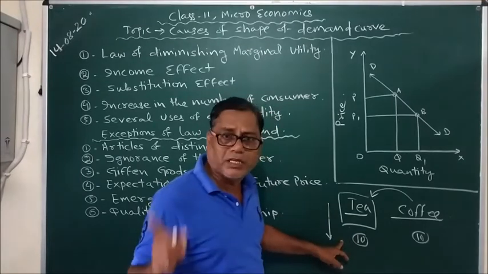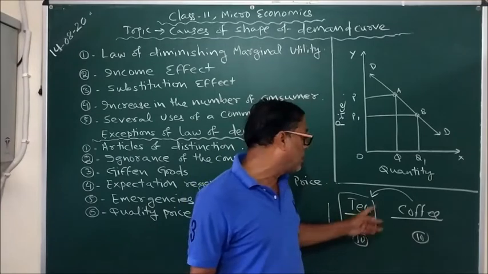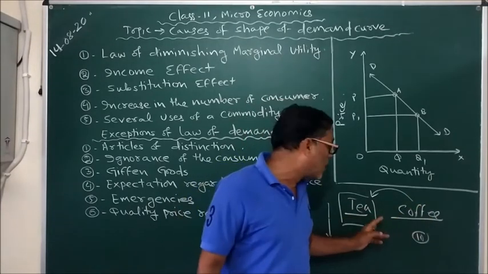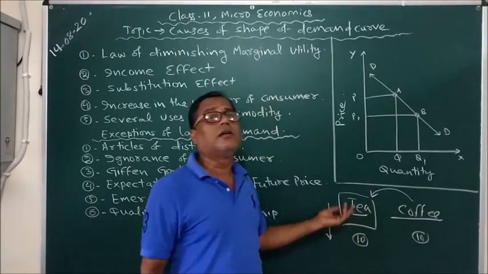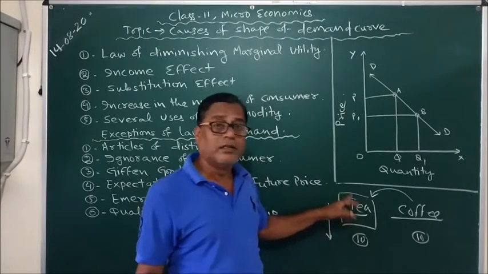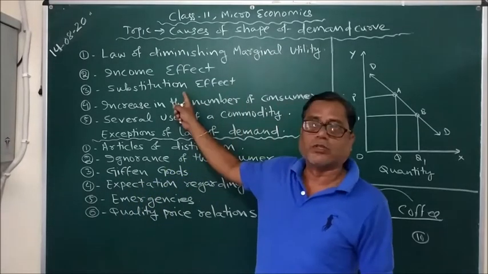When the price of tea falls, the demand for tea increases, because some of the consumers who were consuming the substitute of tea will come and start consuming tea, and the demand for tea would increase. This effect is called substitution effect.